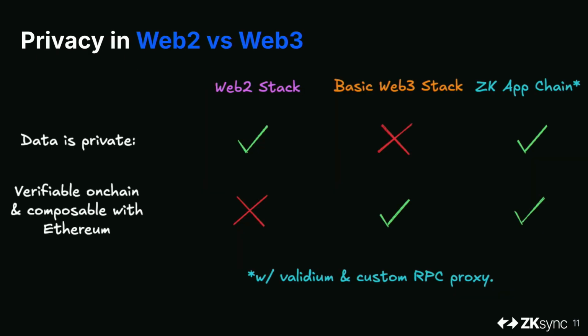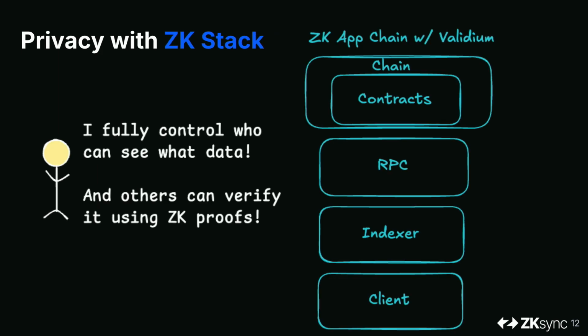So basically you can get the best of both worlds here with a ZK app chain that uses a validium and custom RPC proxy. I'm going to get into that a bit later. But yeah, you can have private data, and it's fully verifiable on-chain, composable with Ethereum. And basically, as a developer, you can control the entire stack. You have your own chain that you can customize, your contracts, your own RPC proxy layer and authentication layer, and it's all yours.